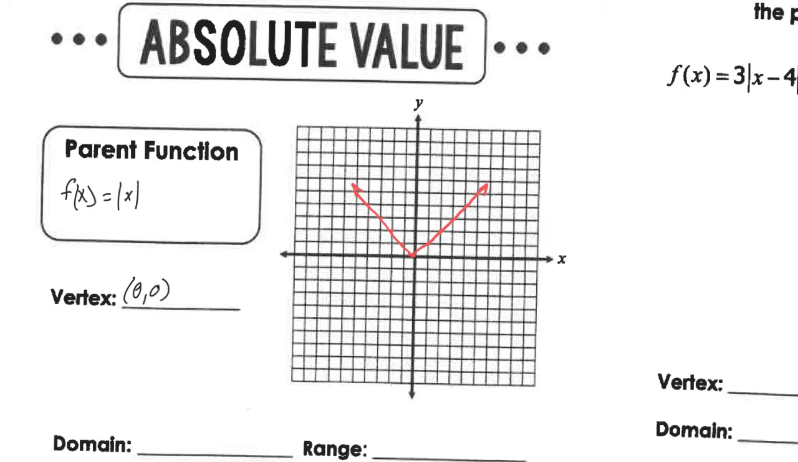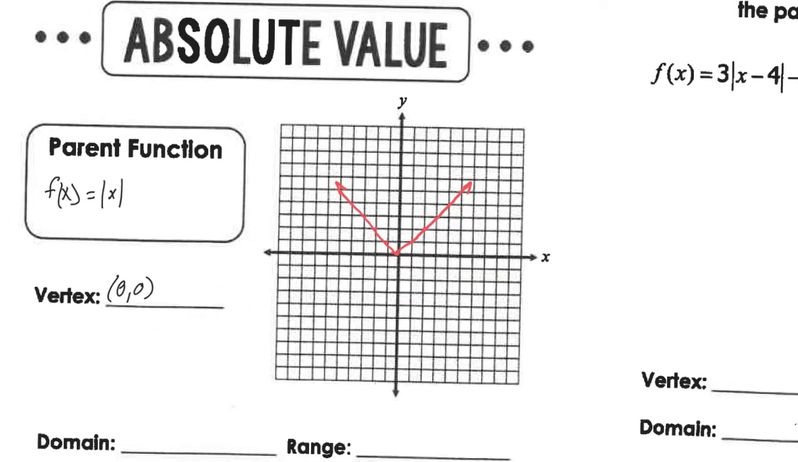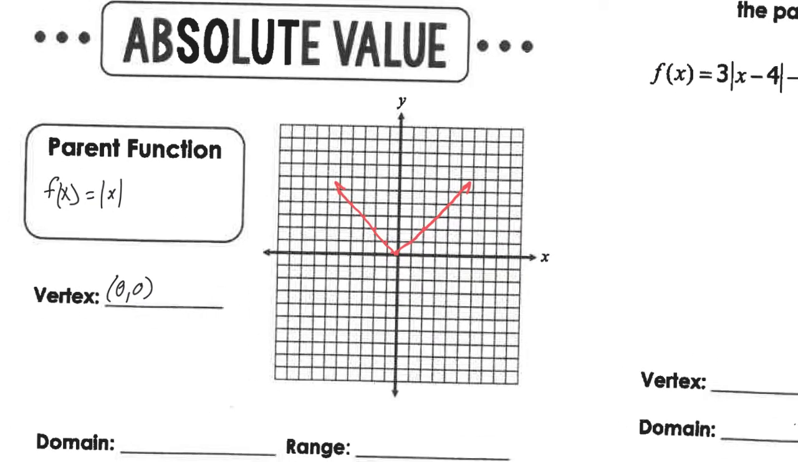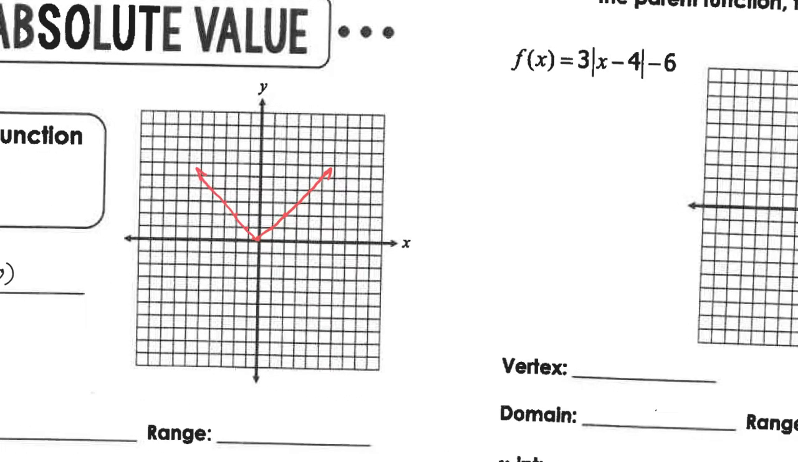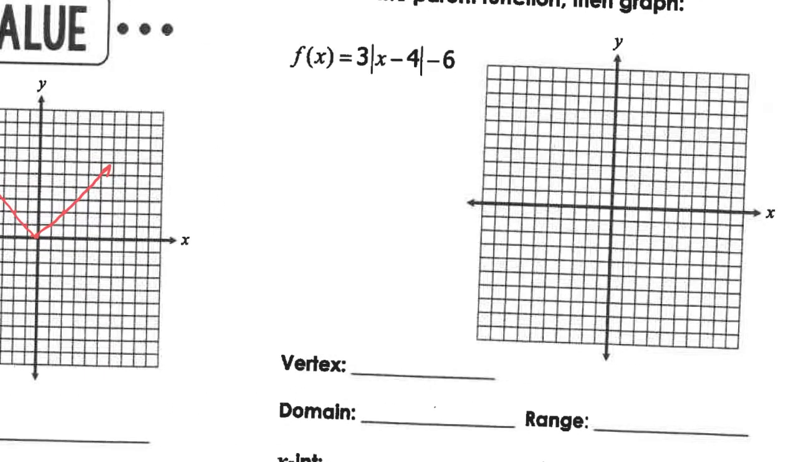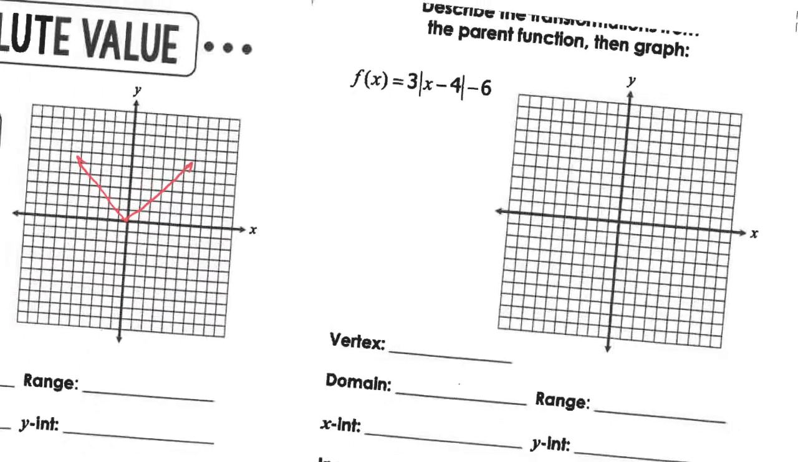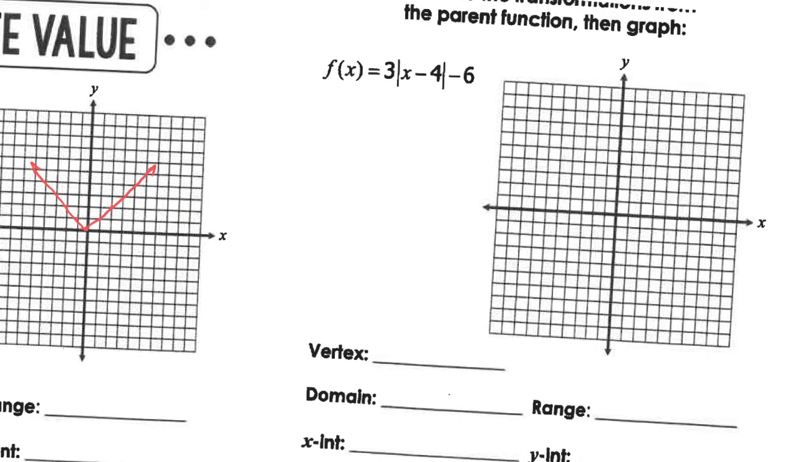Okay, so now we're going to be looking at the absolute value function. So there's your parent function. Have that handy so you can see it, because we're going to use it to graph this new function. And I want you to describe the transformation and then graph it. So the transformation is based on those rules that we just looked at.